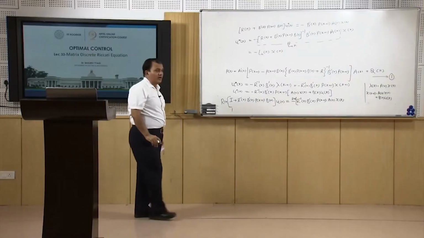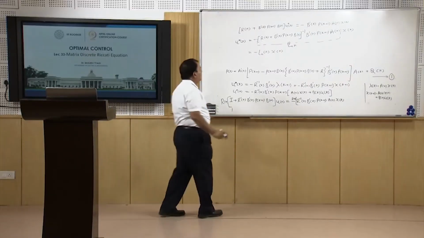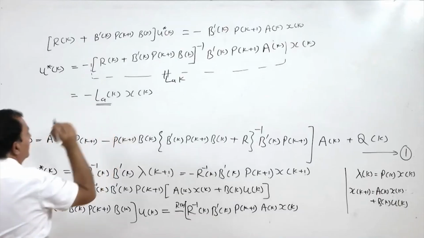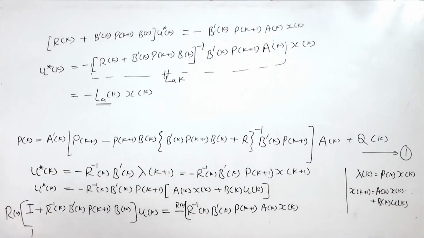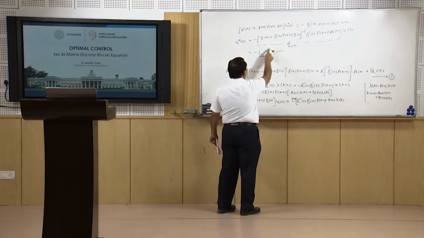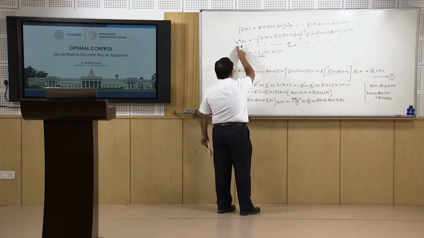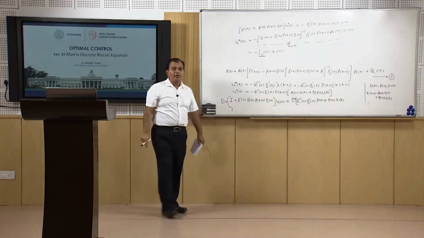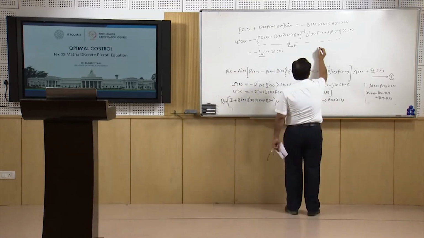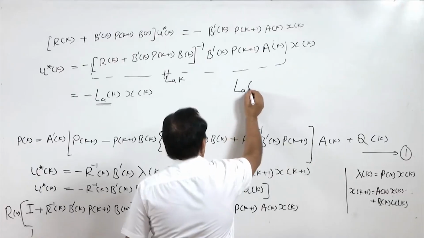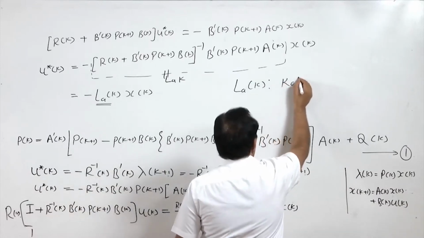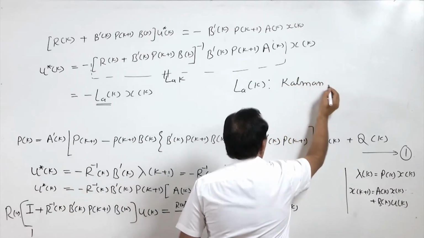So, what have we actually done? We have determined the feedback loop. We are feeding back our state x(k), multiplying with L(k) to determine my optimal value of u. So, this L(k) is known as my Kalman gain matrix.